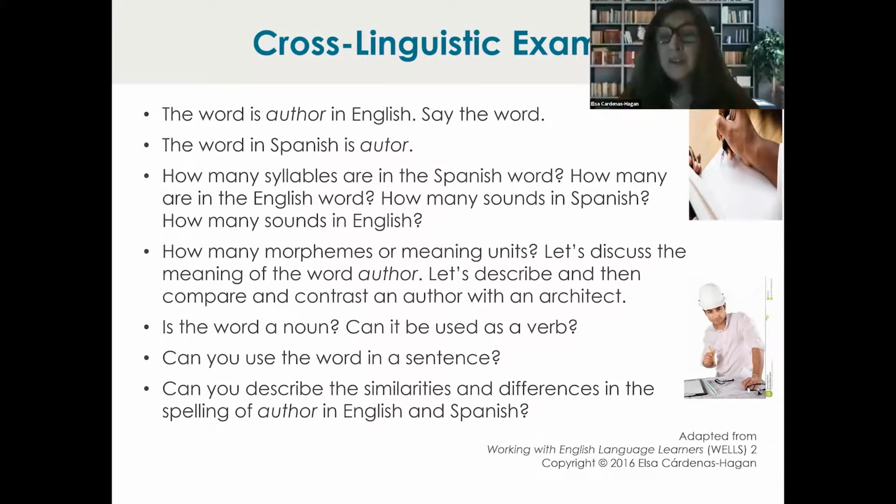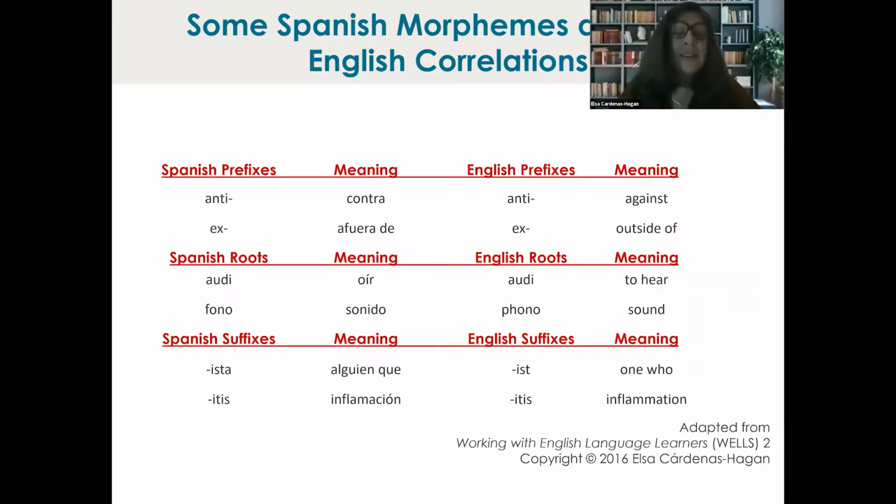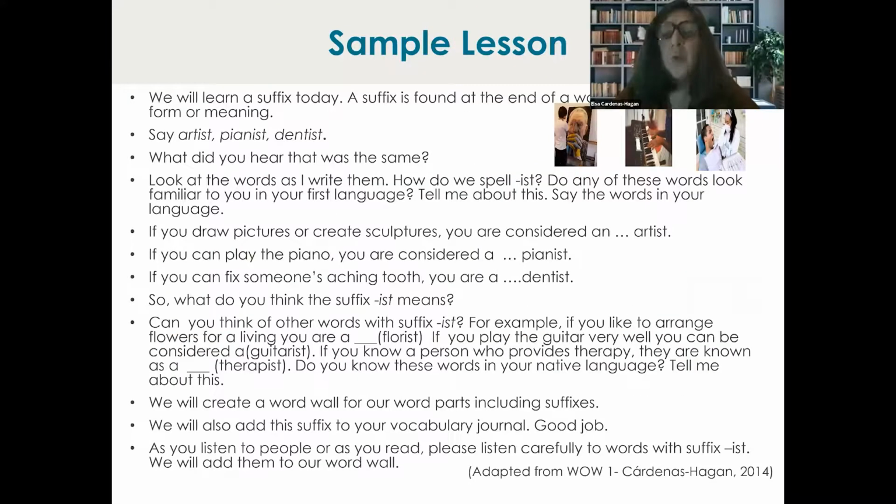And guess what happens to the students? They start to think in that way. I can do the same thing with this excellent word strategy of morphemes. Look how many are the same. 60% of the English language comes from Latin. Wow. Anti, ex, audi, phono, ista, ist, itis. Just like I did the cognates, I can do the same exact procedure with the morphemes.